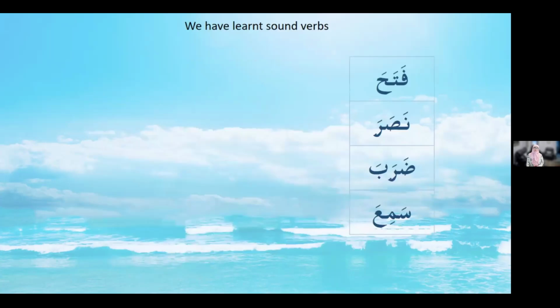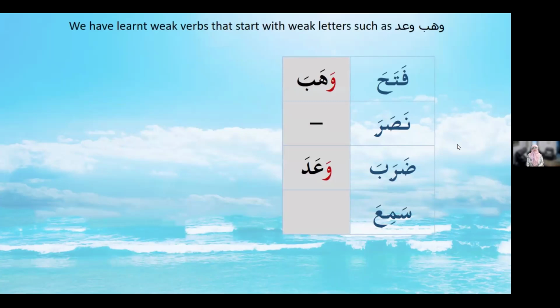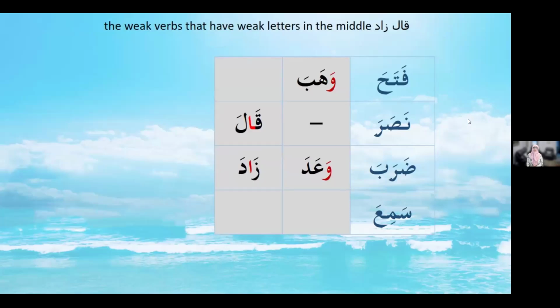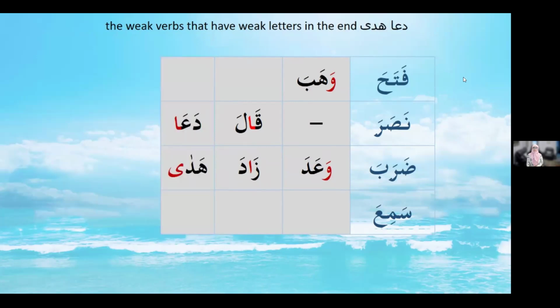All right, so let's quickly do a quick revision before we do these 4 words. So what have we learned till now? We have learned sound verbs. What are they? Fataha, nasara, daraba, samia. And we have also learned the weak verbs that start with weak letters. So wa, wahaba, wa'da. They begin with a weak letter. Then the weak verbs which have the middle letter as weak, that is alif, qala, zada. Then we have the weak verbs that have the weak letters in the end, like da'a, hada.